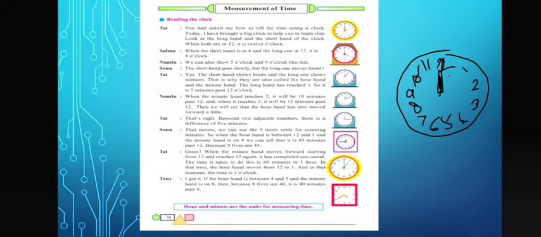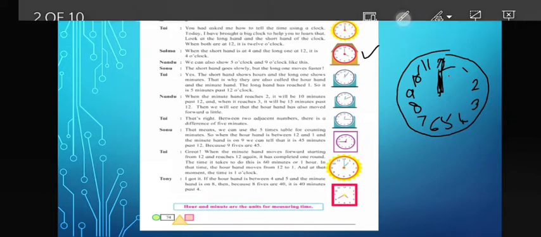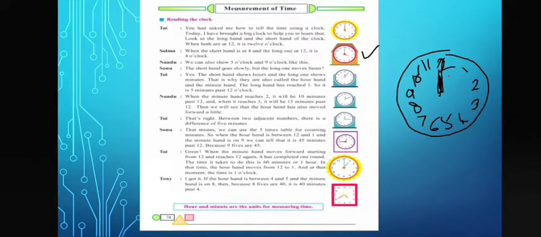Now Salma, when the short hand is at 4 and the long one is at 12, it is 4 o'clock. So here they are saying, see, the short hand is at 4 and the long hand is at 12. So it is 4 o'clock. Nandu, we can also show 5 o'clock and 9 o'clock like this. Whenever the small hand is at the hour's place and the long hand is at 12, it is 5 o'clock and 9 o'clock. Similarly you can show 1 o'clock, 2 o'clock, 3 o'clock.